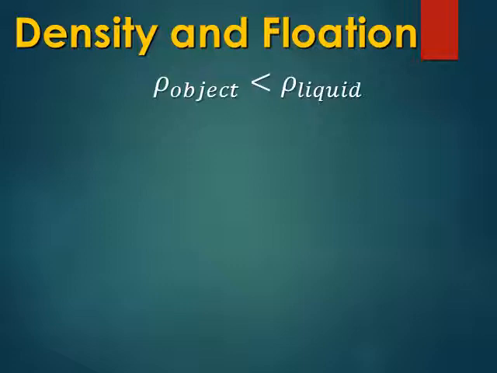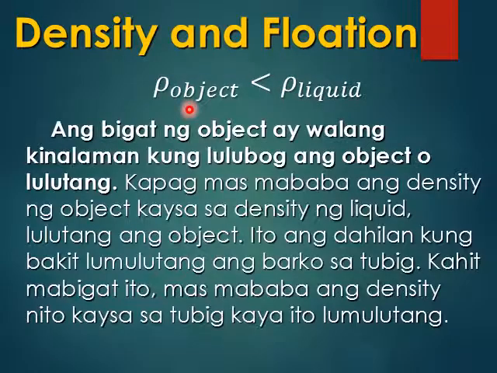Let's say this time, your object has a lower density than the density of the liquid. Or in this case, you can say that the density of the liquid is greater than the density of the object. Again, I'm repeating, the weight of the object has nothing to do with whether it sinks or floats. When the density of the object is lower than the density of the liquid, the object floats. This is the reason why a ship floats on water. Even though it is heavy, its density is lower than that of water, so it floats. That is the mechanism of the ship.